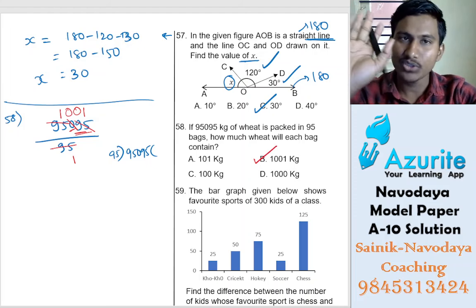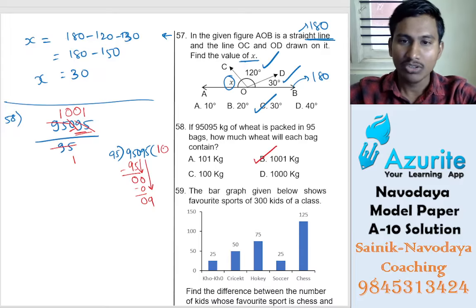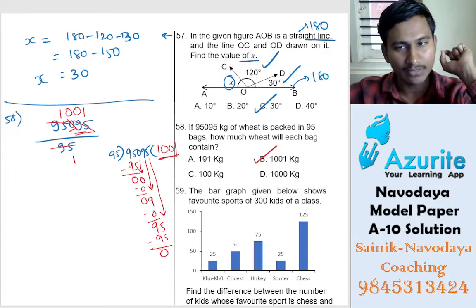If you are getting confused, do it in this method. 95 ones are 95. Then 0 here. If you take 0, 95 zeros are 0. Now again we take the next 9. That is smaller, so 95 zeros are 0. Then we take 5 here. 95 ones are 95. Whichever is easy, you do it. The answer should be 1001. Don't be confused with 101.